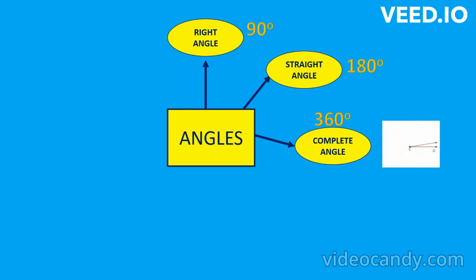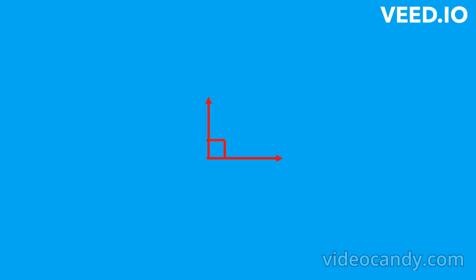So these are the three types of angles we have learned. Let's learn a new angle now. We have a right angle here. What if I squish it like that? Some more.